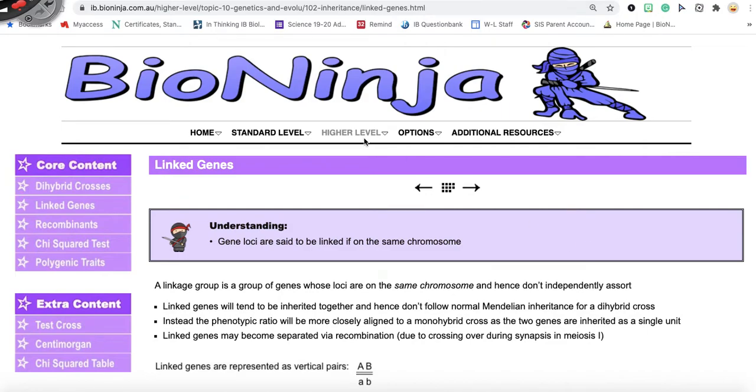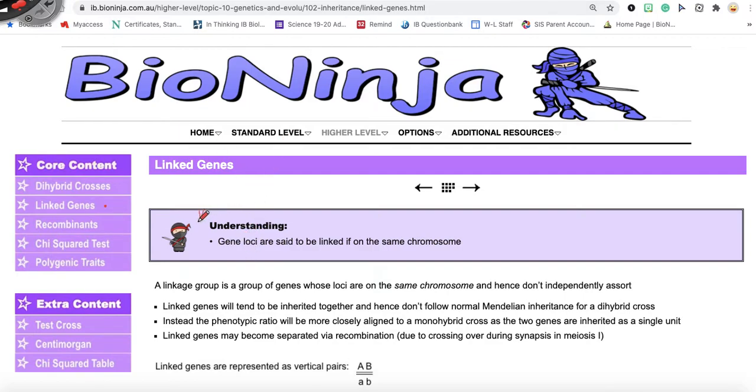Hello, students. All right, today we are going to continue with topic 10.2, and we are going to be looking at linked genes. So let's put on our thinking caps.